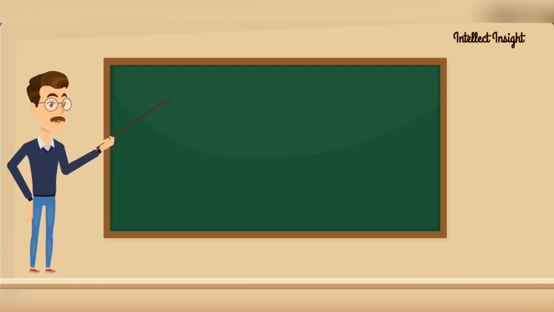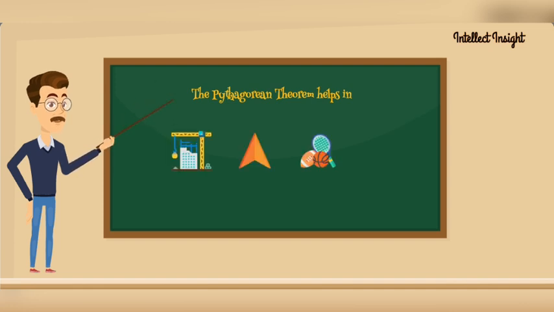The Pythagorean theorem helps in construction, navigation, sports and engineering. Next time you see a triangle, check if you can apply a² + b² = c² to solve a real world problem.